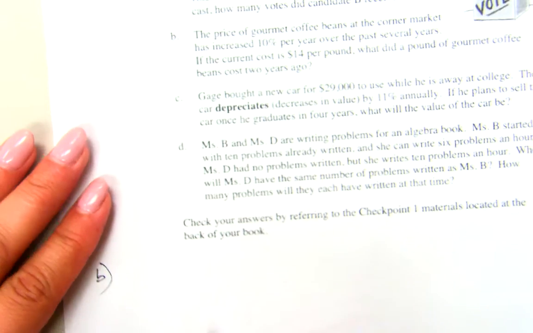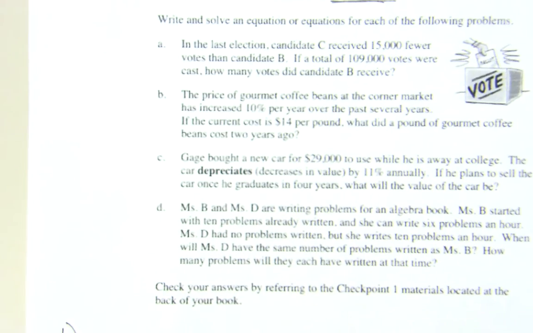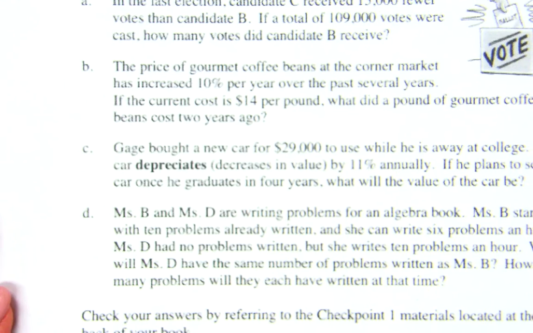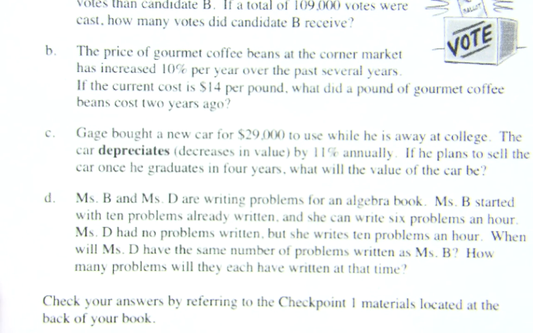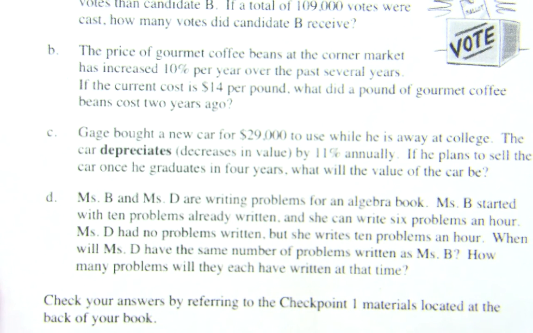All right, so part B will look like this. The price of gourmet coffee beans at the corner market has increased 10% per year over the past several years. The current cost is $14 per pound. What did a pound of gourmet coffee beans cost 2 years ago? So it's been increasing by 10% per year.